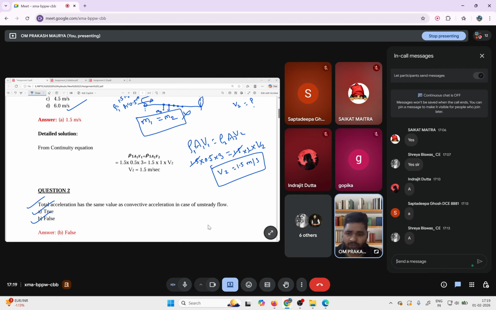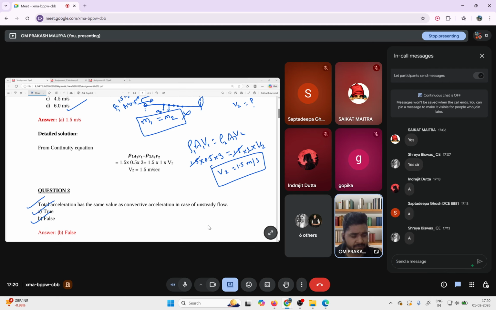So what is the meaning of total acceleration? We are discussing fluid mechanics. Anyone tell what is total acceleration? Here it is written: the total acceleration has the same value as convective acceleration in the case of unsteady flow. So the question is indicating you have two types of acceleration, and the combining of the two is known as the total acceleration. So one is convective. What is the other one?